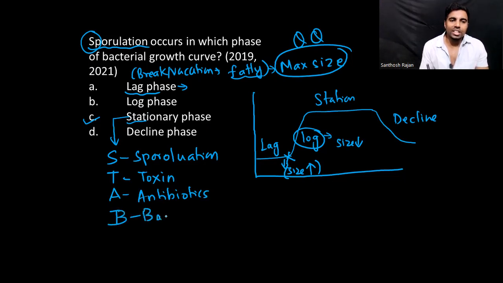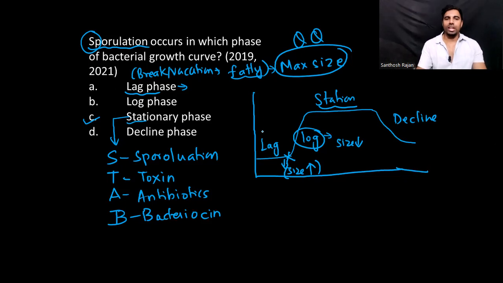Isme hoga kya? Bacteriocin. Isme bacteriocin production hoga. Bas, stationary mein these things. Decline mein submerge jata hai, so nothing there. Okay, so these are the things they'll ask. So aapko do phase important hain, ek lag phase aur stationary phase. The question will be asked from that. That's it. Okay, got it?